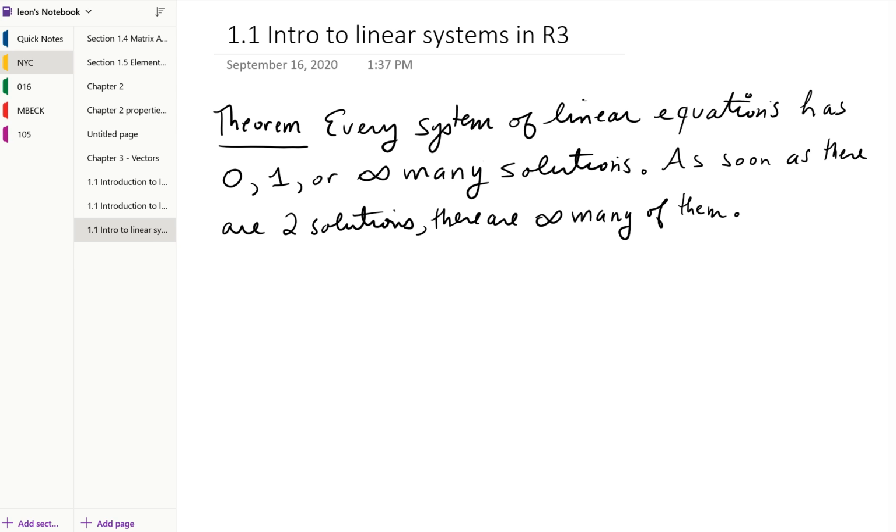I've recopied the theorem that you have in the book. You should write that down in your notes. And I've also added the sentence, as soon as there are 2 solutions, there are infinitely many of them. And the proof is yet to come. We're not ready to give an algebraic proof of that, so we'll do that later. Not later in that section, later in this chapter maybe.